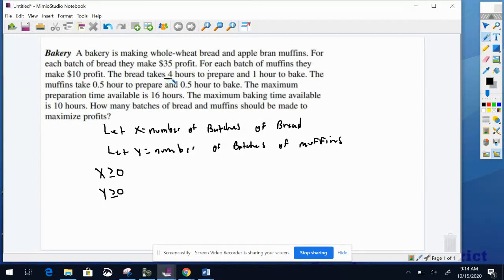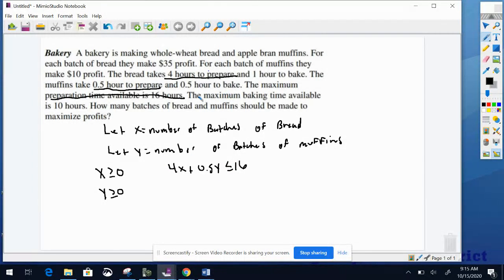Well, I have that it takes 4 hours to prepare bread and a half an hour to prepare the muffins, with a maximum prep time of 16 hours. So that equation would be 4x plus 0.5y is less than or equal to 16. A lot of you put that in and it marked it wrong for some reason. So make sure that is correct.